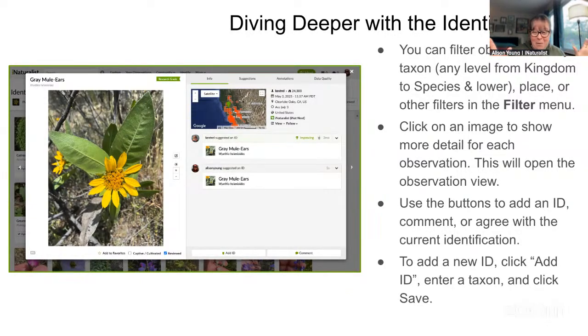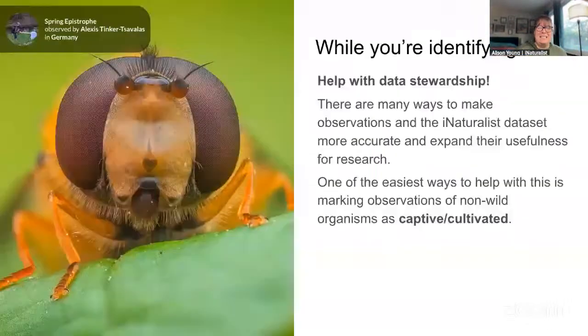But anyone can help with unknowns, and all you've got to do is press that little dashed line leaf with a question mark inside of it to get to those unknown observations. And then finally, just another really quick thing that you can do while you're working on identifications is help us clean up iNaturalist data by marking observations as captive and cultivated. There are lots of ways you can help with data stewardship, but marking observations as captive and cultivated is one of the easiest things that you can do.